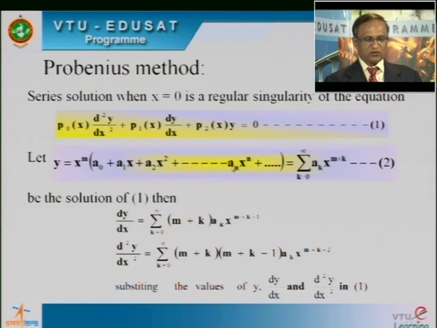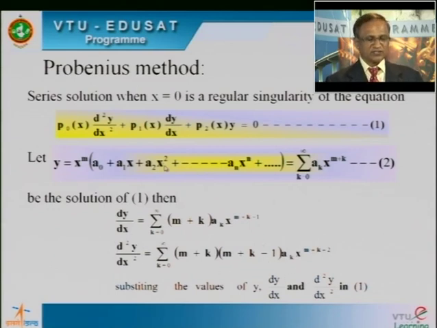Now I want to obtain the second derivative, because the given equation contains a second derivative. So d square y upon dx square is equal to summation of m plus k into m plus k minus 1, with ak constant, into x to the power m plus k minus 2. Again, by using the formula that the derivative of x raised to n is n into x raised to n minus 1, we get the second derivative.